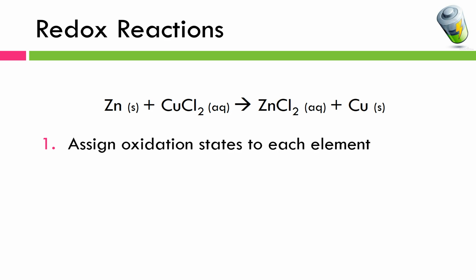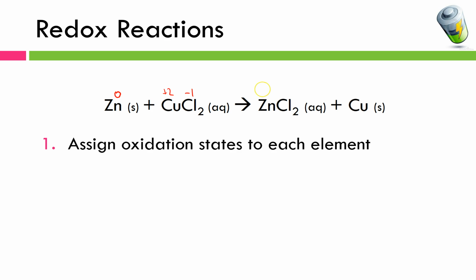First thing you want to do is go through and assign oxidation states or oxidation numbers to each element, both on the reactants and the product side. So let's do that together. Zinc is uncombined. We know the uncombined elements are going to have an oxidation state of 0. Copper is a transition metal. It could be +1 or +2, so let's come back to that. Chlorine, in an ionic compound, is going to turn into chloride with a charge of -1. If I've got two chloride ions, that means the oxidation state of copper must be +2.